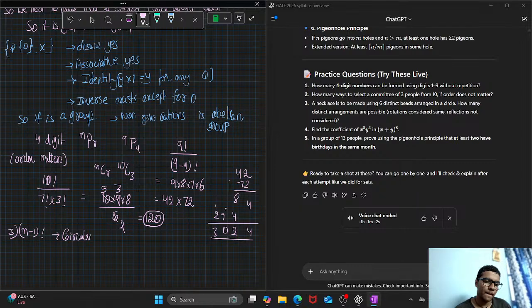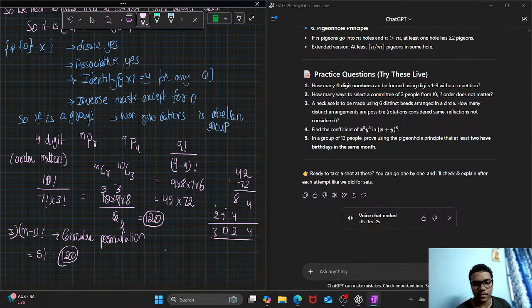Circular. I mean, the GATE is not going to ask you questions this easily, but you should be able to solve these questions. 5 factorial. Right, 5 4 the 20, 20 3s are 60, that is 120, right?